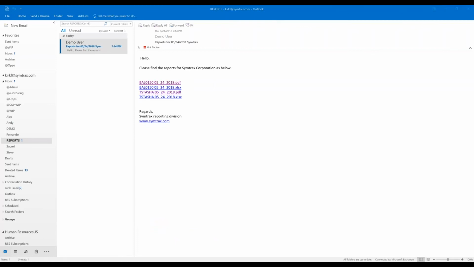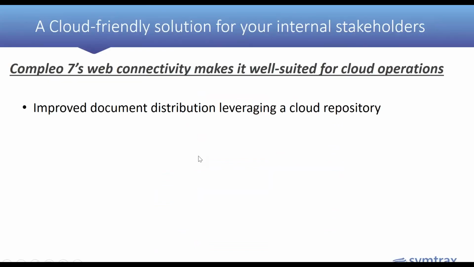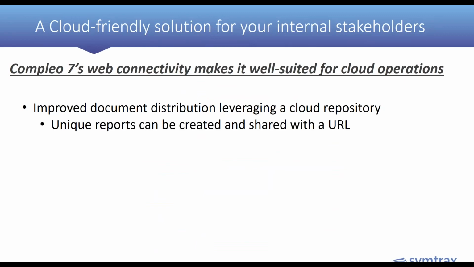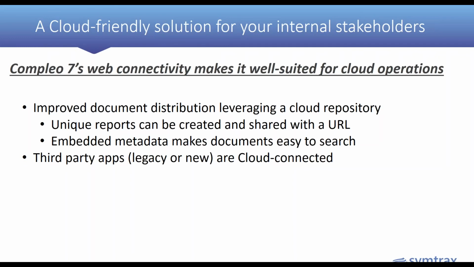So this is a complex demo, so there's a couple of moving parts here, but we're going to just do a quick recap of what we just saw. So we have to click through each thing. So just kind of recap what we showed you: improved document distribution using a cloud repository. We leveraged our unique URL capabilities to share information with different types of business users. We made sure the metadata was inserted properly in the documents for searching outside of our own interface.